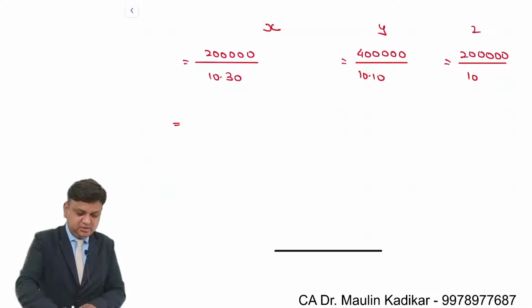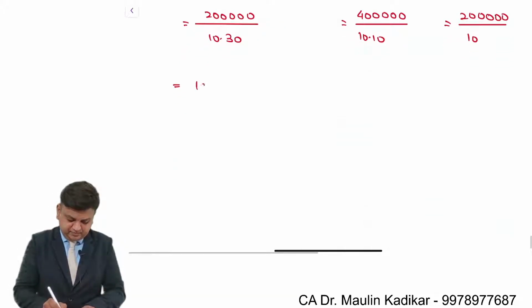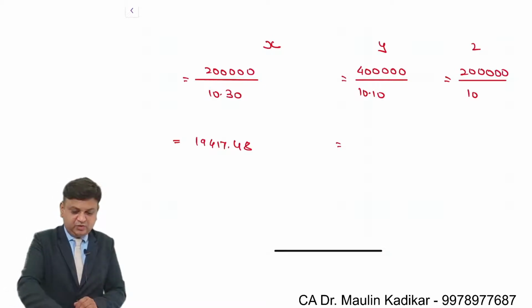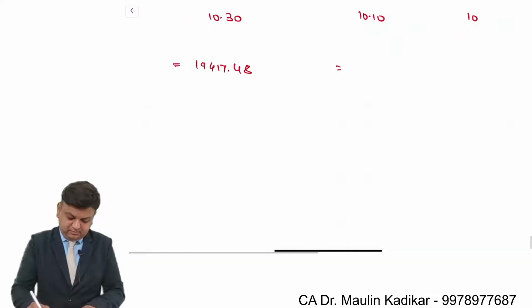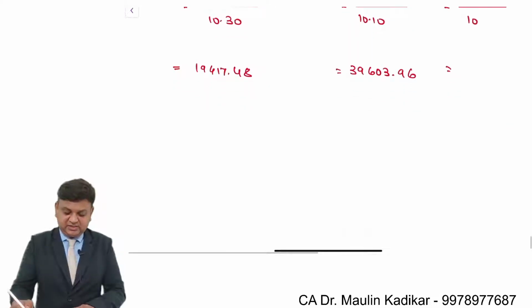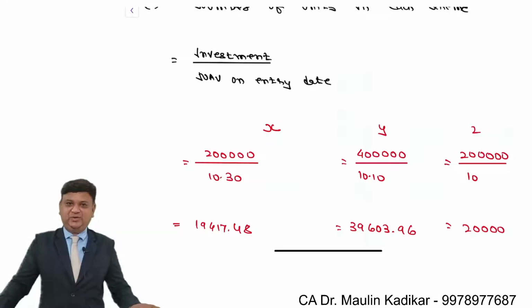So 2 lakhs upon 10.3 is 19,417.48. This is the number of units. In the second case, 4 lakhs upon 10.10 is 39,603.96. And in the last case, it is 20,000 units. This is the way the number of units of the investment is to be calculated.